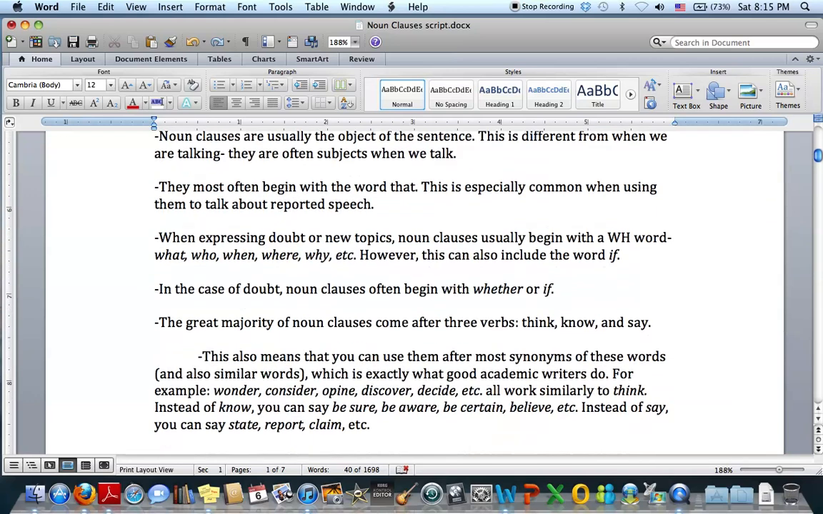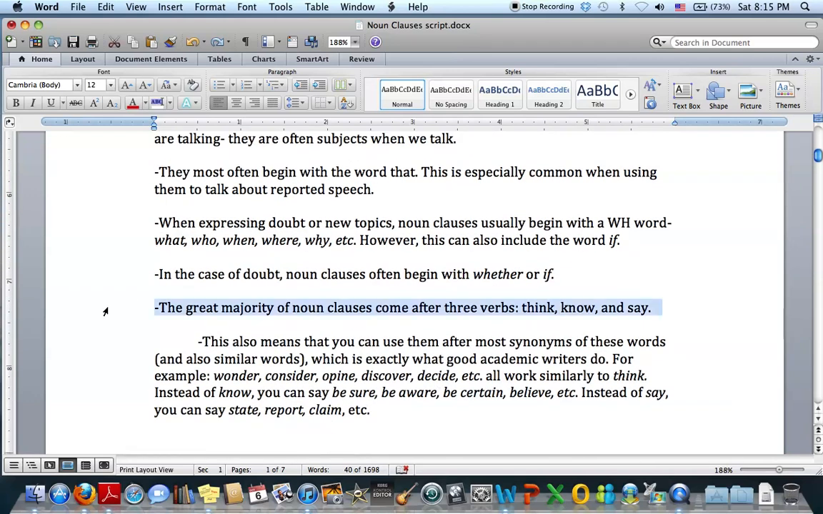Okay, here's one nifty little trick. The great majority of noun clauses come after three verbs, and those verbs are think, know, and say. So the noun clause will function as the object of these three verbs. In fact, this accounts for about 80% of all the noun clauses we use in English. The nice thing about this is it means that you can also use noun clauses, the typical kinds of noun clauses, after synonyms of these words and similar words. And that's what good academic writers do.